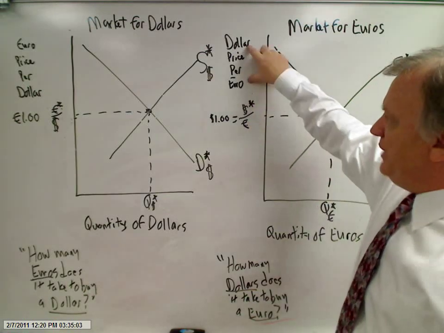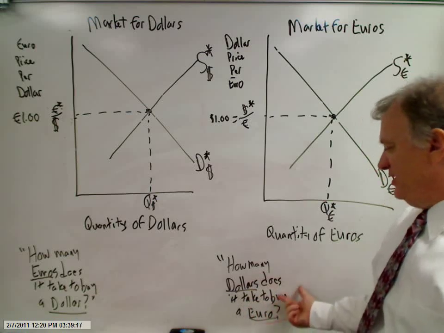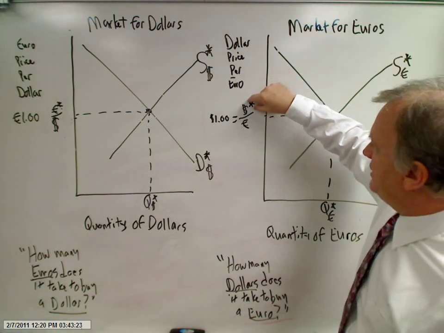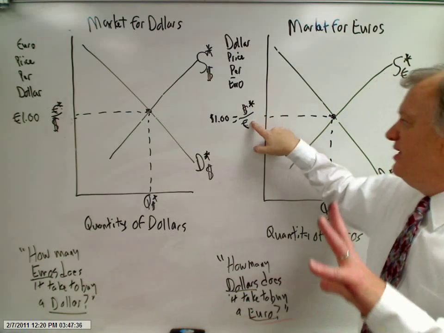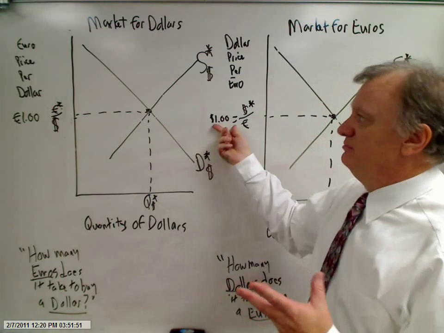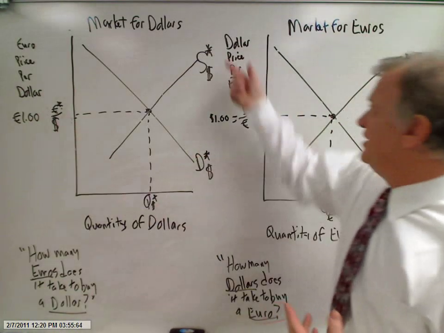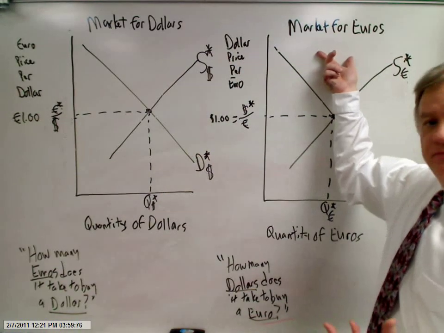And we want to read this: how many dollars does it take to buy a euro? An important point is that these numbers are always going to be reciprocals of each other. So where it takes 1 euro to buy a dollar in the market for dollars, it's going to take $1 to buy a euro in the market for euros.